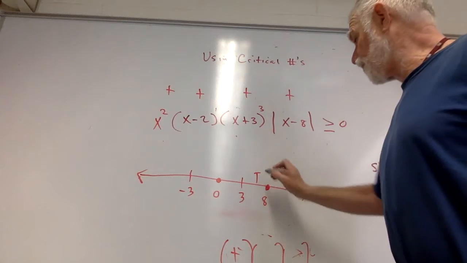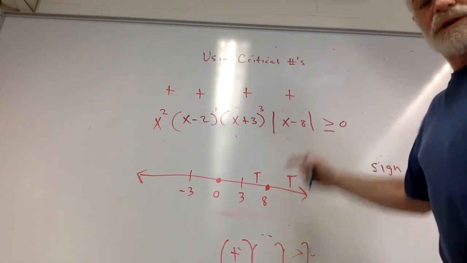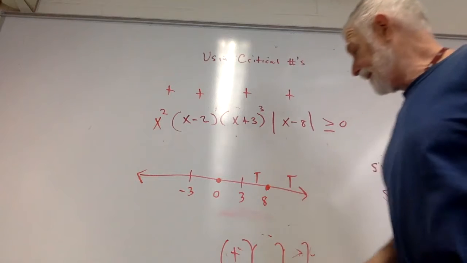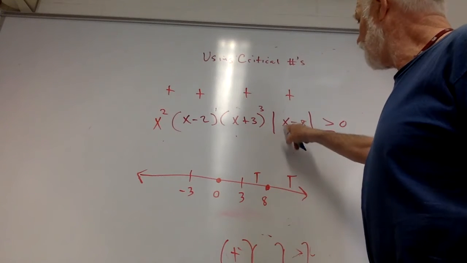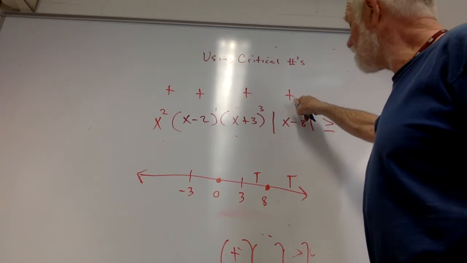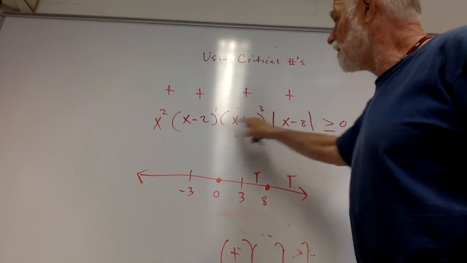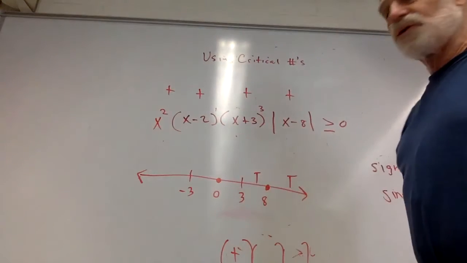I think this is going to be true without even looking at it, because I know that I don't get a sign change here. We looked at that at the beginning of the video. So I'm going to pick a number, though, to prove it. I'm going to pick a 5. 5 minus 8 absolute value, still positive. 5 plus 3 cubed, positive. 5 minus 2, positive. 5 squared, positive. Nothing changed. It's still true.